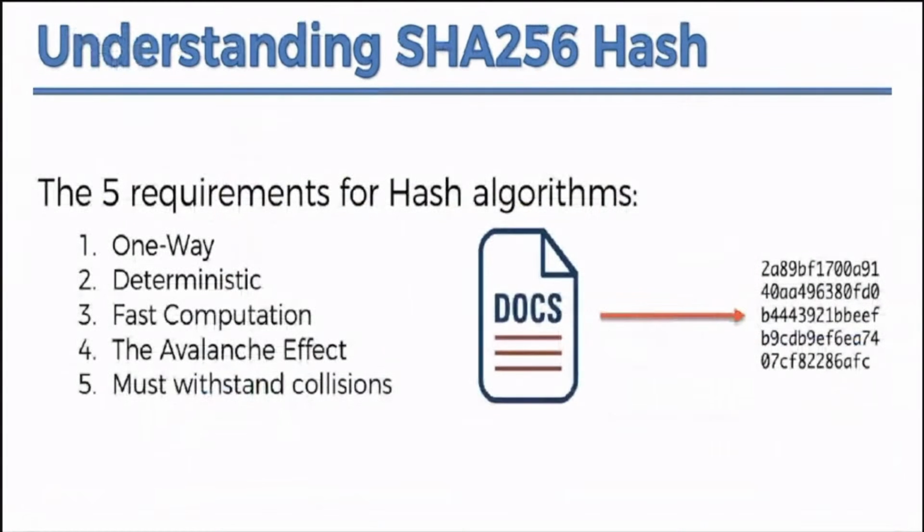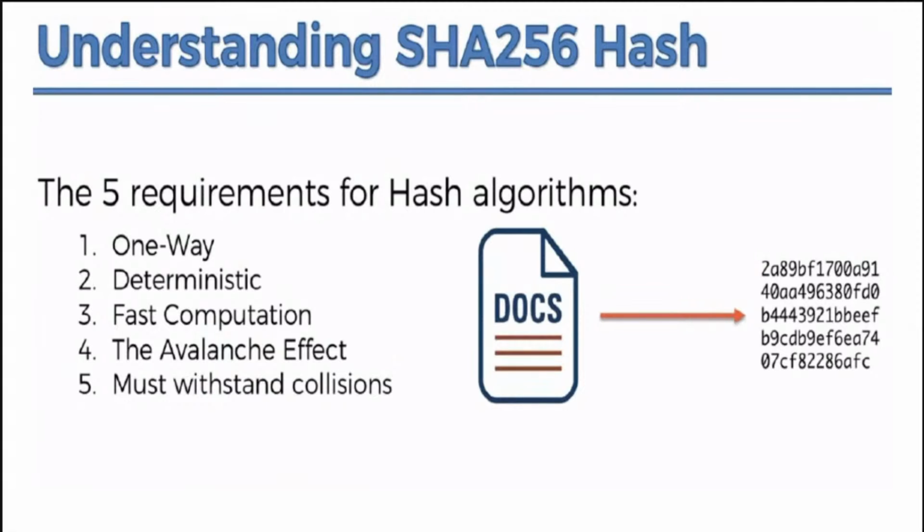So what are the fundamental features of this hashing algorithm? Why is it very important, especially in blockchain? I have not yet given the complete flavor of blockchain, my dear friends, but I'll give you the flavor of all these features, then you'll be able to understand why this is important. The five important properties the hashing algorithm follows are: one-way function, deterministic, fast computation, avalanche effect, and it withstands collision.